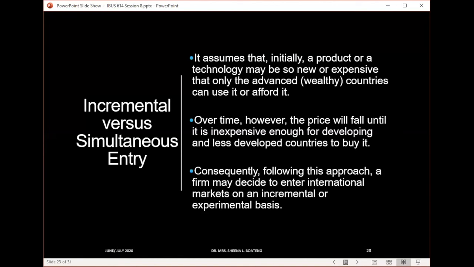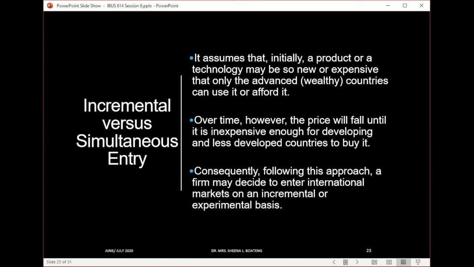But when the internet penetration increased over time, and people now had more access to the internet and could use these services, it became possible for e-commerce sites like Amazon to ship directly to buyers in Ghana and also process payments, among other things. So consequently, following this approach, a firm may decide to enter international markets on an incremental basis or an experimental basis, depending on how successful they are in the initial markets that they enter. It will determine how well they can enter subsequent markets.